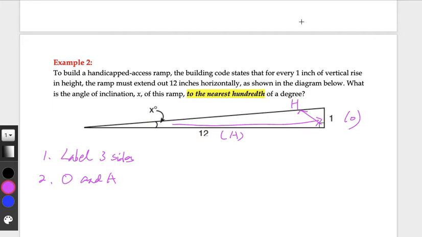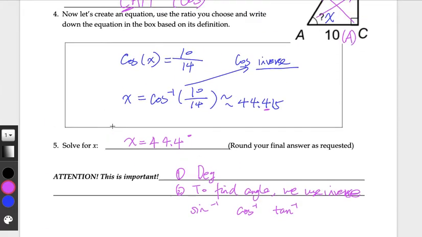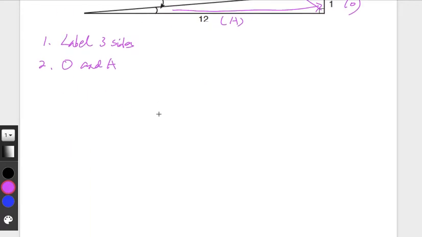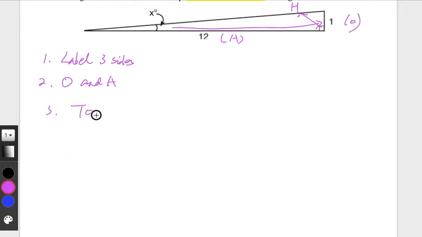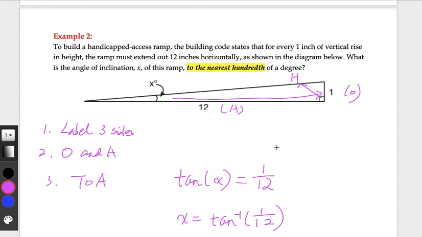So as we mentioned, the SOHCAHTOA, and now we have O and A. As you can see, only tangent. So the ratio is going to be tangent, because tangent has the definition related to opposite and adjacent. Now let's write down the equation. So it's tangent, the name of the ratio, followed by the angle, is opposite over adjacent, which is 1 over 12. So now we have this. Since we need to find the angle, it's going to be tangent inverse 1 over 12. Let's double check everything here. 1 inch over 12 inches is this angle.